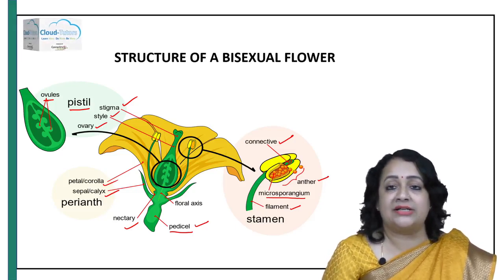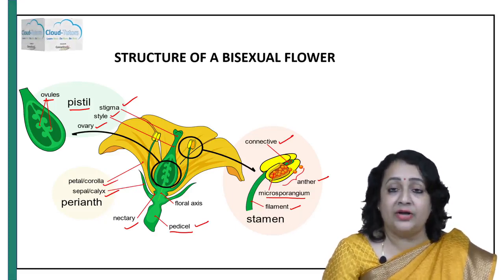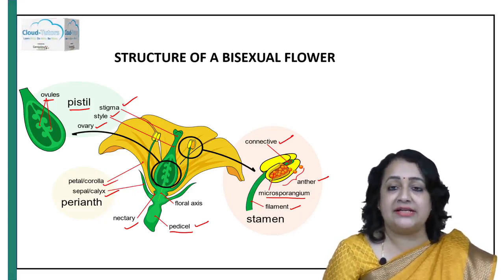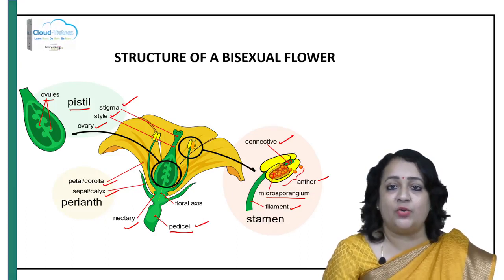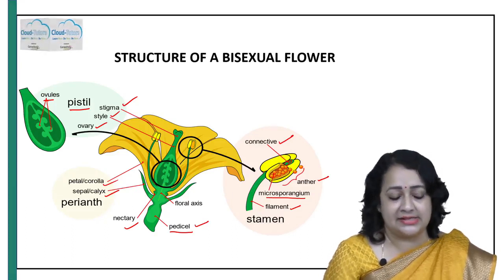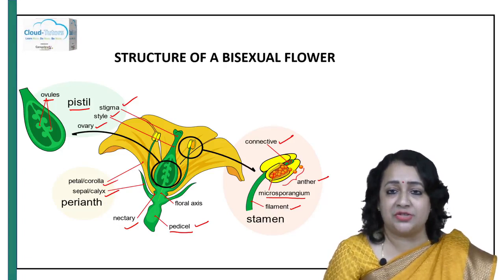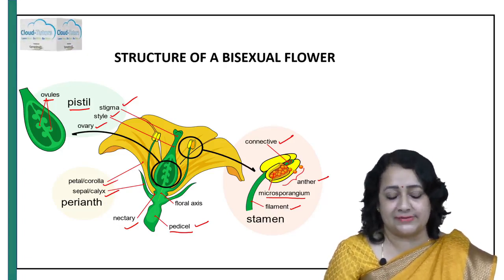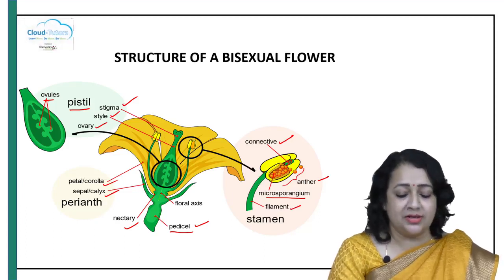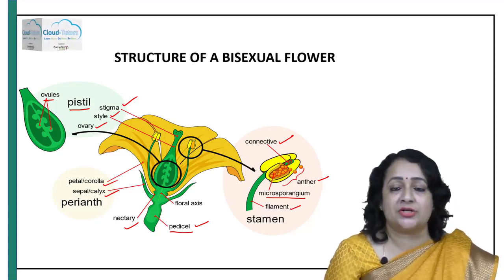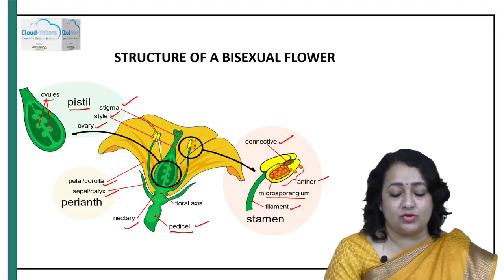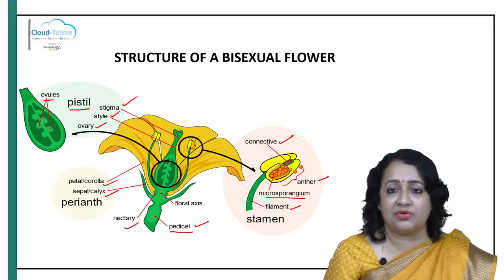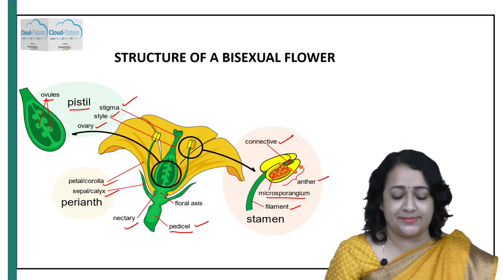The female part is called as gynoecium, carpel or pistil, whereas the male part is called as stamen or androecium. Stamen contains anther and filament, where anther will bear the pollen grains, and the pistil will have three major parts, that is stigma, style and ovary. Ovary will have ovules. So these are the parts you have to remember for a structure of a bisexual flower. So drawing and labeling of a bisexual flower can be asked. It is important.